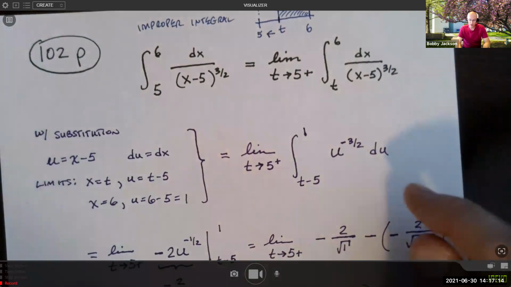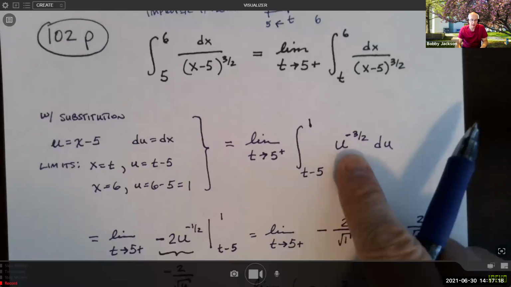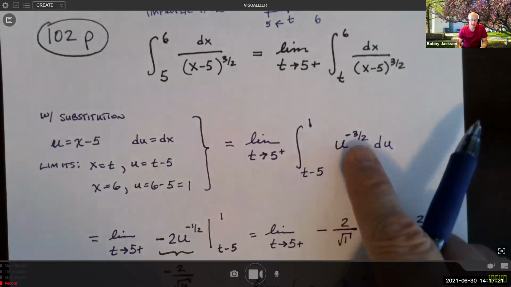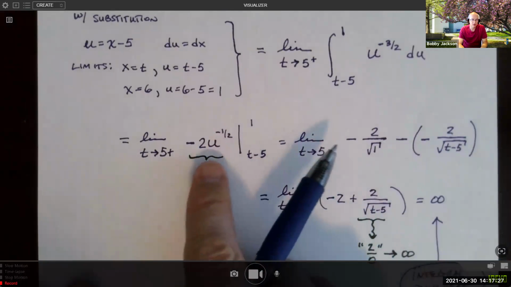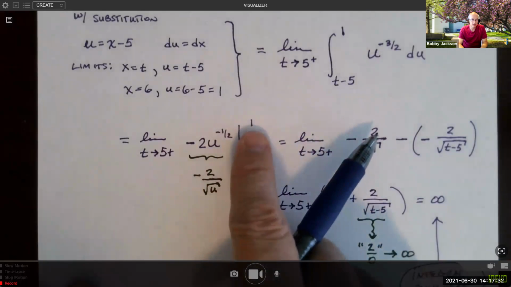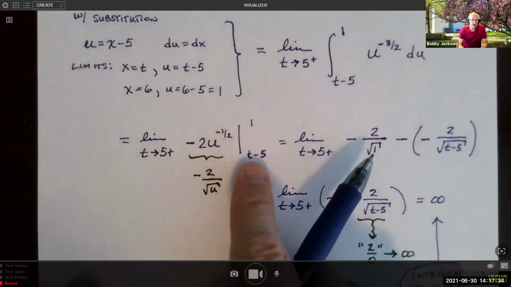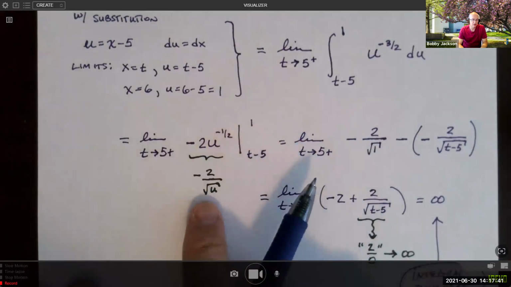Now we're ready to use the fundamental theorem of calculus part 1 and find the antiderivative by the power rule. So we add 1 to negative 3/2. That gives me negative 1/2, and divide by negative 1/2, or multiply by negative 2. So I get that. I'm going to evaluate that at the upper limit of 1 minus the lower limit of t minus 5. And I just want to rewrite negative 2u to the negative 1/2 as negative 2 divided by u to the positive 1/2, or square root of u. So now I can evaluate this.